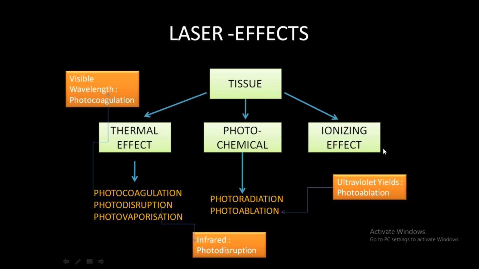Ionizing effects is the third variety, which is not commonly used in ophthalmology, but these are the main clinical effects of laser on the eye: photocoagulation, photodisruption, photoablation. These three are mainly used. So basically you have three effects, that is thermal, photochemical and ionizing effect. In thermal we have coagulation, disruption and vaporization. In photochemical we have photo radiation and photo ablation. Ablation is used mainly for LASIK or refractive surgeries. Photo disruption is mainly used for YAG capsulotomies, and photocoagulation is mainly used in cases of diabetic retinopathy to burn the retina.